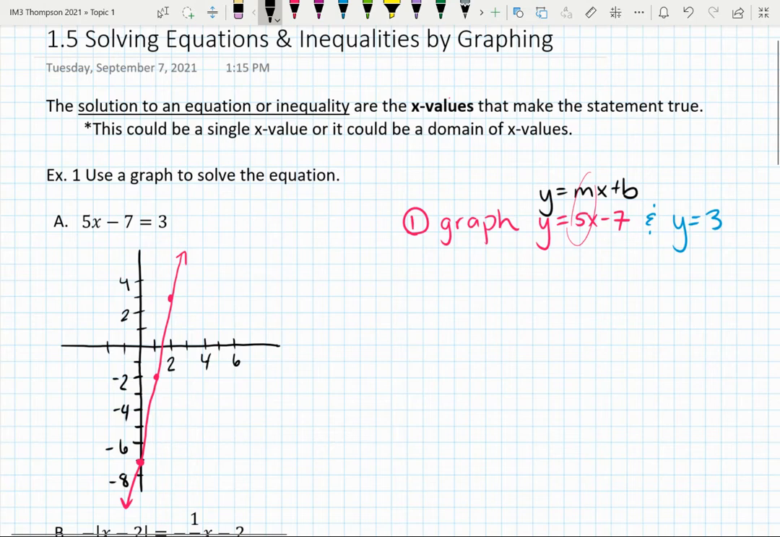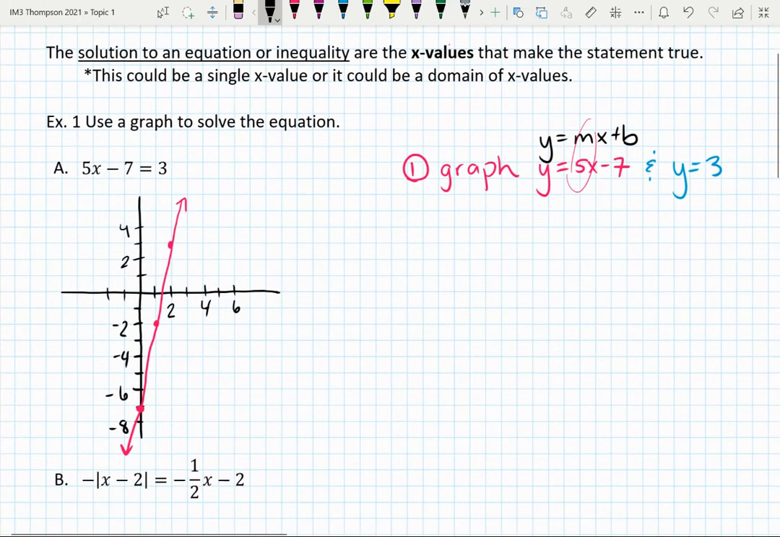Any questions on graphing the first equation? y equals 5x minus 7. If anybody would like to hear again why I know the graph intersects at negative 7 or how I got the slope.